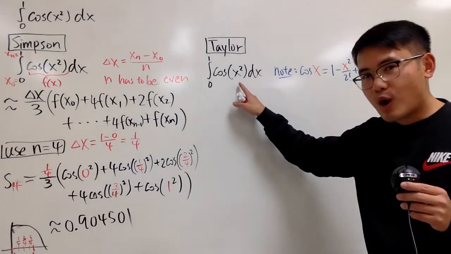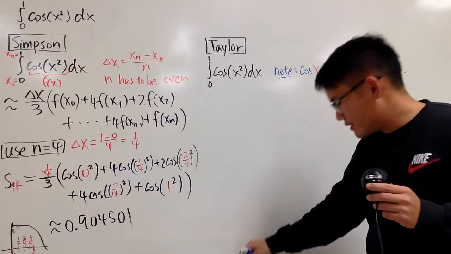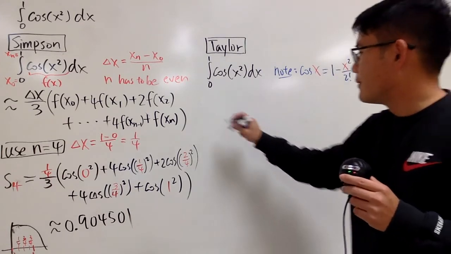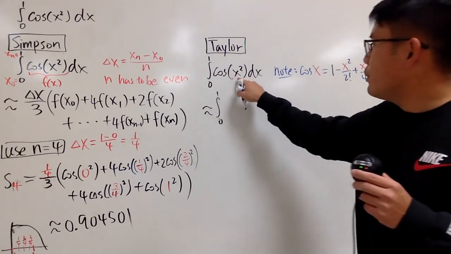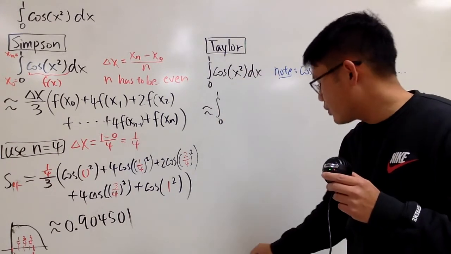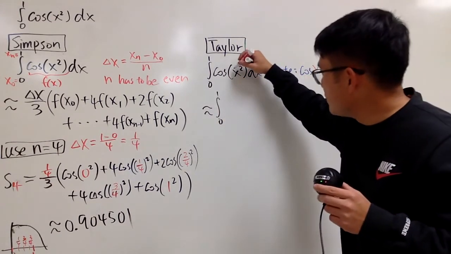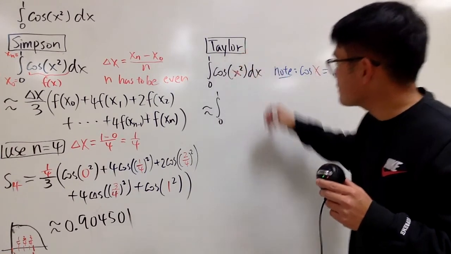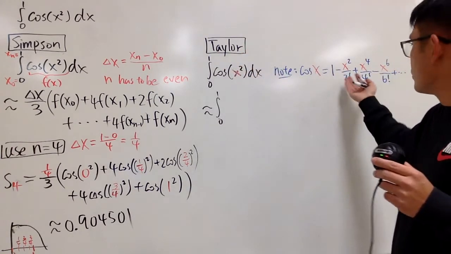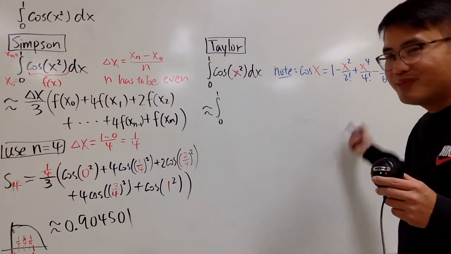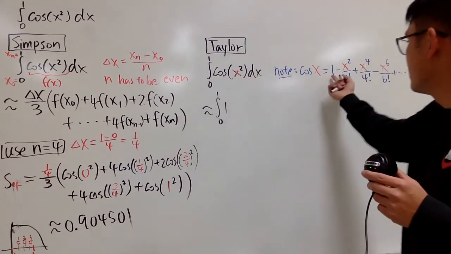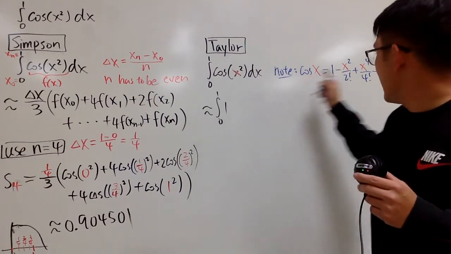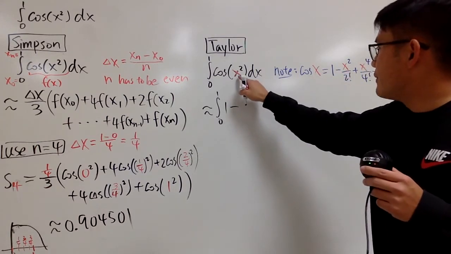Here we have cosine x squared. So what we will do is, well, this is the integral from 0 to 1. I will just plug in x squared into all the x right here. So let me just write this down right here for you guys. And as I said, I will just use the first 4 non-zero terms. So the first term is still 1 because when you plug in, there's no x right here. Next, I will have minus, and then I have x squared.